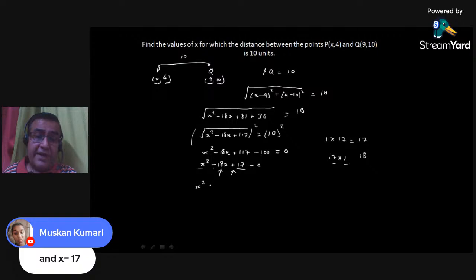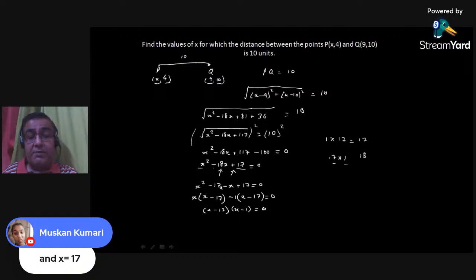Middle term splitting, x square minus 17x minus x plus 17 should be equal to 0. Here I take x as common, I'll be left with x minus 17. I take minus 1 common here, and I'll be left with x minus 17 is equal to 0. So again, the two factors are x minus 17 or x minus 1 equal to 0. Equating both of them to 0, we get x is equal to 17 or x is equal to 1.